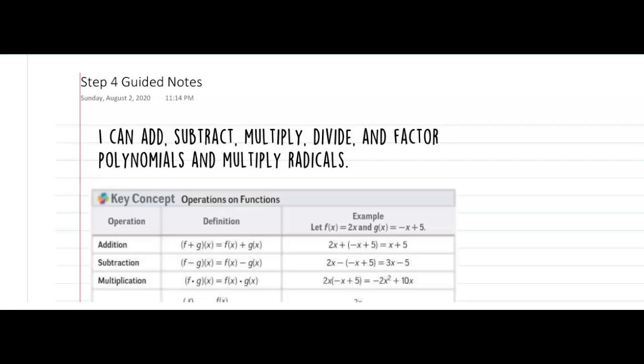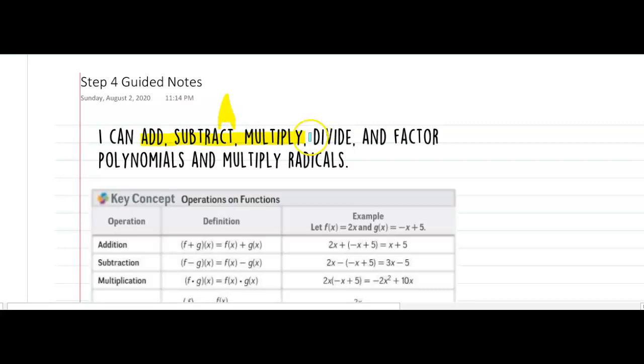Step 4, I can add, subtract, multiply, divide, and factor polynomials and multiply radicals. What a mouthful. There's a lot happening in step 4. Consequently, we've decided to break down this step into about 4 parts. So the first part, the first video today, we're just going to focus on adding, subtracting, and multiplying polynomials.